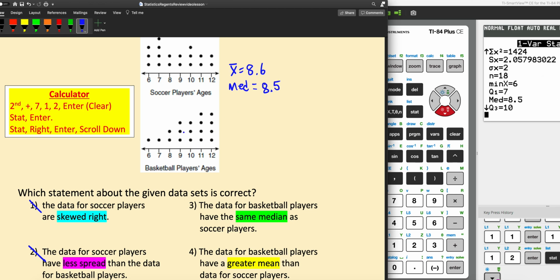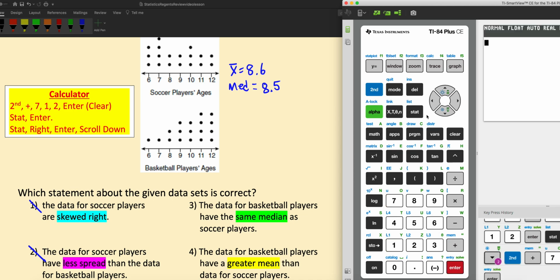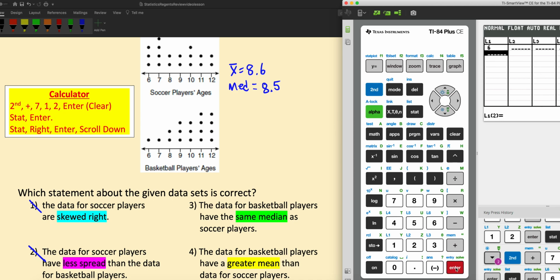Now we need to put in the basketball players. So you go back to your calculator. Again, I always like to clear it. This way there's no problems, just in case a number gets left in there on accident or anything happens, it'll get messed up. L1, so we have 1 6-year-old, 1 7-year-old, 2 8s, 3 9s, 3 10s, 4 11s, and 4 12s.